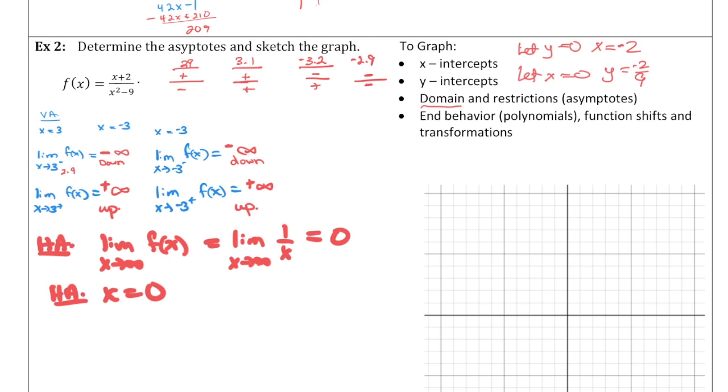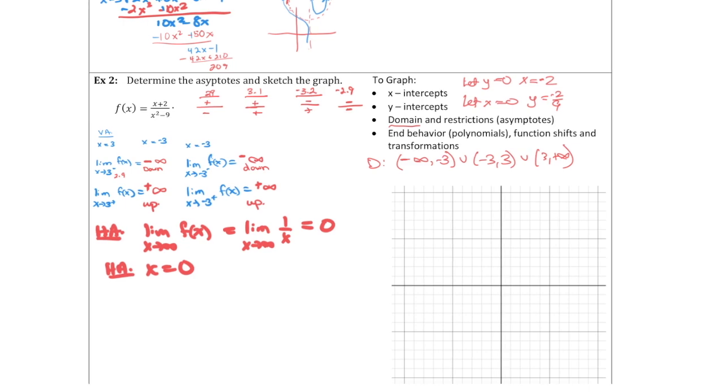So for the domain, you should write that the domain is going to be from negative infinity to negative 3, don't include it, union, negative 3 to 3, don't include 3, union, 3 to positive infinity. And when we talk about your end behavior, that's going to be your horizontal asymptotes.